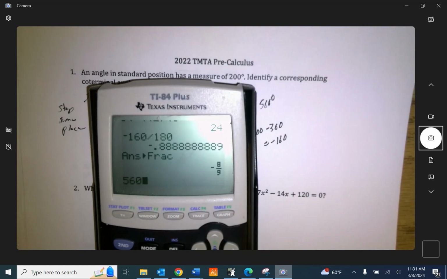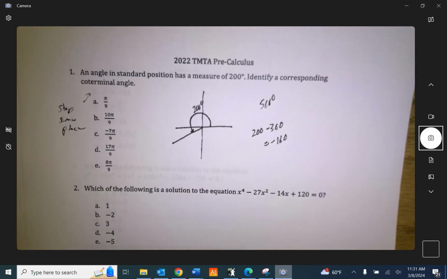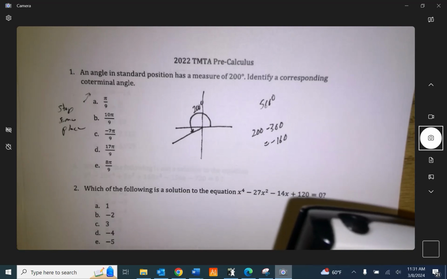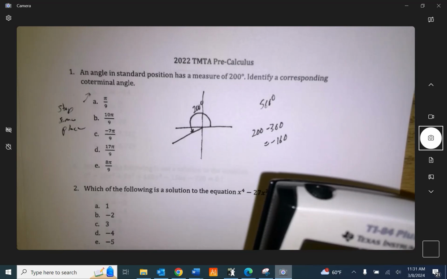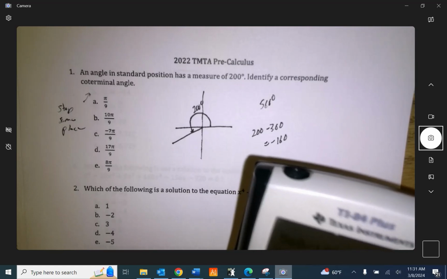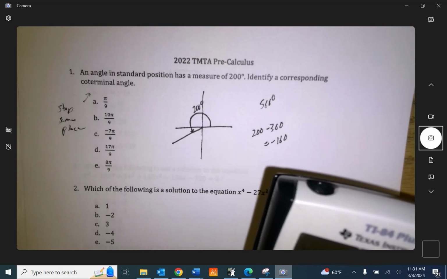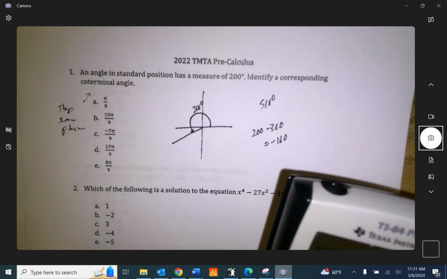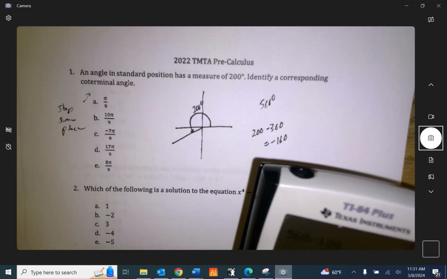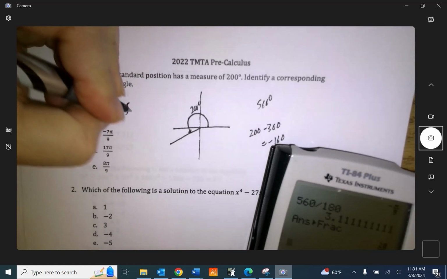So let's take 560 divided by 180. 28/9. This is weird. What's going on here? Is there not a correct answer to this one? They're saying the correct answer is B. This thing is incorrectly keyed.